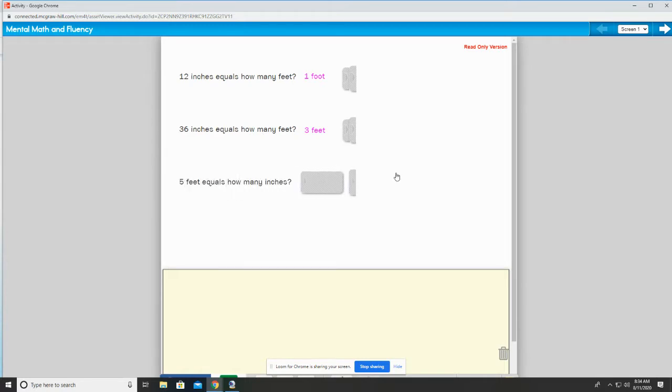And finally, this is tricky. If I am 5 feet tall, how many inches is that? So I'm not dividing this time. I'm going to multiply 5 times 12. So if I do 5 times 12, my answer is going to be 60. So Miss Gilman is about 62 inches because I'm 5'2".